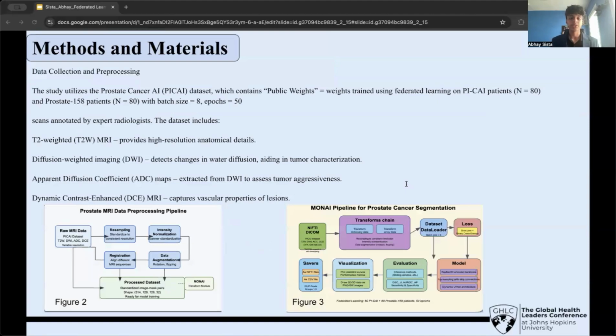This is my methods and materials. For this project, I used the PICAI dataset, which includes MRI scans from 160 patients, and I used 80 from PICAI and 80 from another dataset called Prostate158. All scans were labeled by expert radiologists.